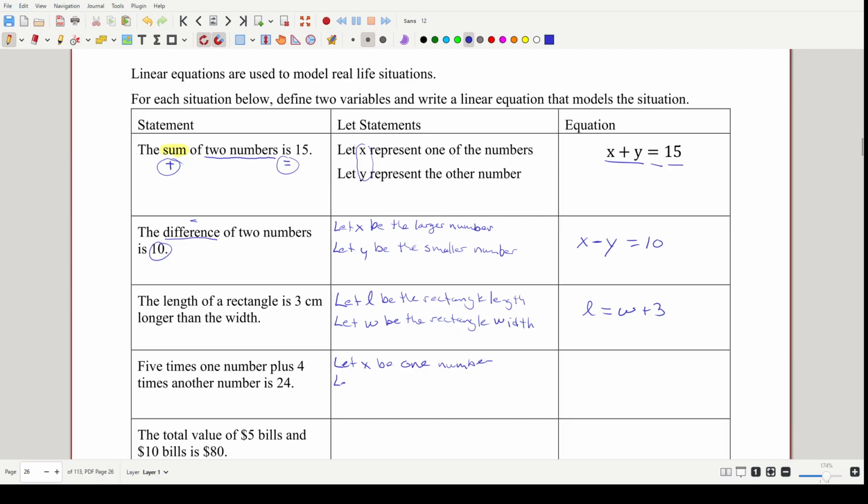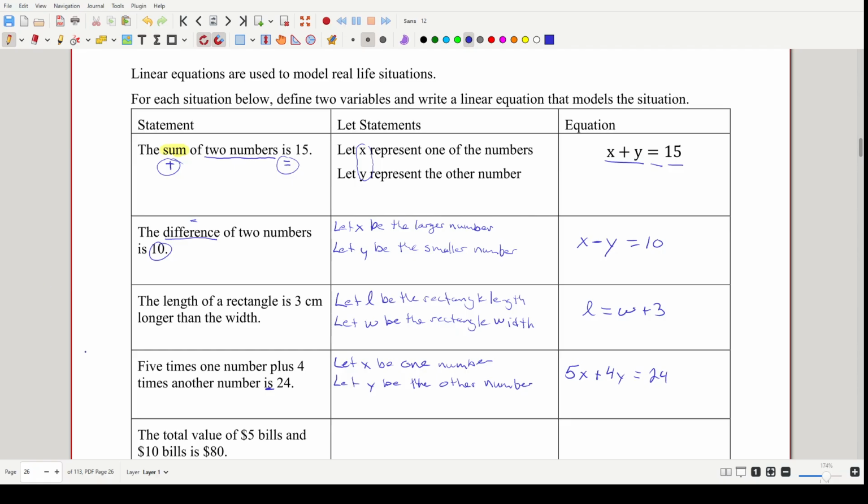And let y be the other number. There's only 2 in this case. Now it says 5 times one number, so let's say 5 times x plus 4 times the other number. So 4y equals 24. There's our equation. No more to it.